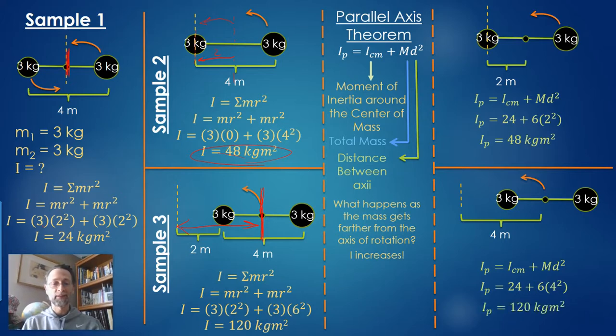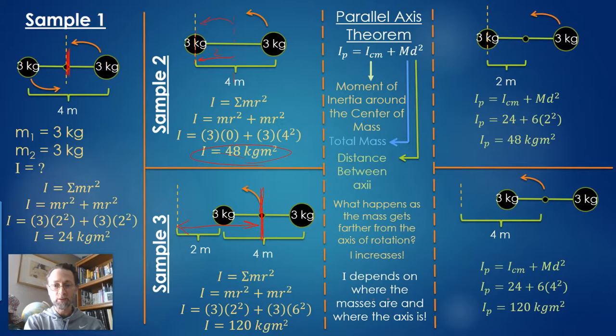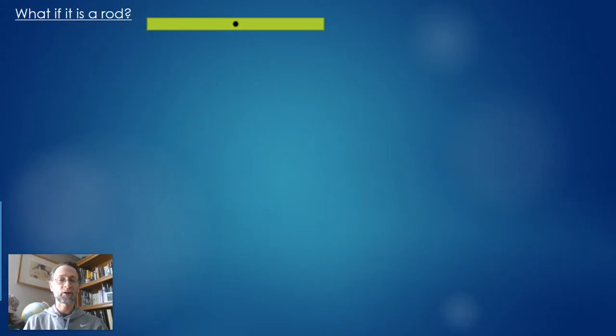And when I plug it in, I get 120 kilogram meters squared. You do have to know how to do this. The key to it, though, is you have to know what the moment of inertia of the center of mass is to begin with. Sometimes you're given that, and sometimes you're not. Okay, so key idea: the moment of inertia depends on where the masses are and where the axis is. I think you heard that earlier on the last slide, but it's just good to repeat it. Moment of inertia depends on where the masses are and where the axis is.